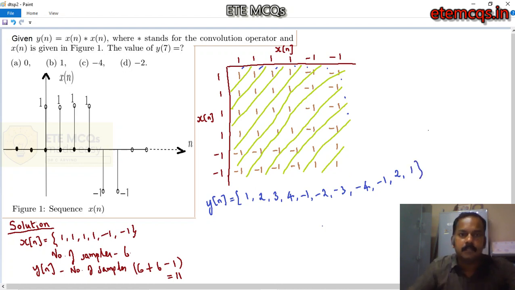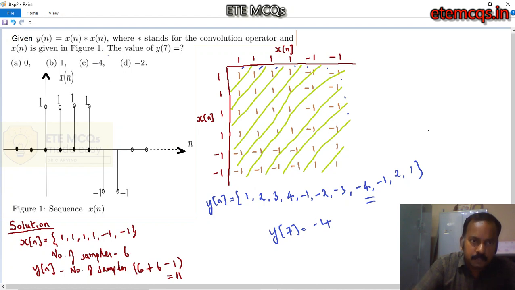So all the samples are obtained and we are supposed to find the sample y of 7. What is the value of y of 7? This one refers to index n is equal to 0, 1, 2, 3, 4, 5, 6 and 7. Which means that y of 7 is equal to minus 4. So minus 4 is your solution.